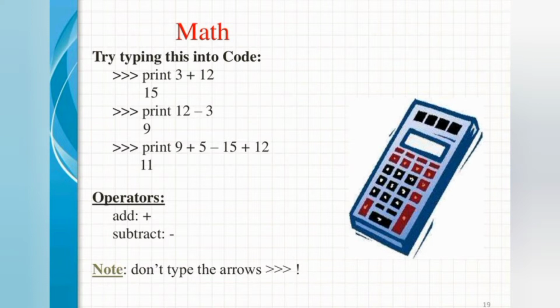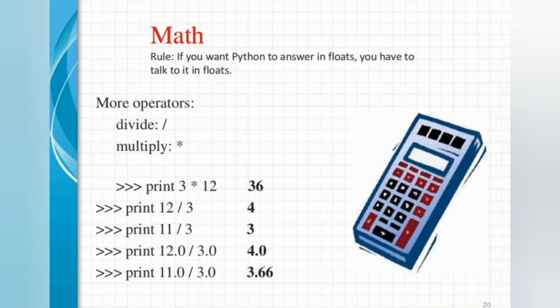Next operators: add is plus, subtract is minus. Don't type arrows. Next, a math rule: if you want Python to answer in floats, you have to talk to it in floats.